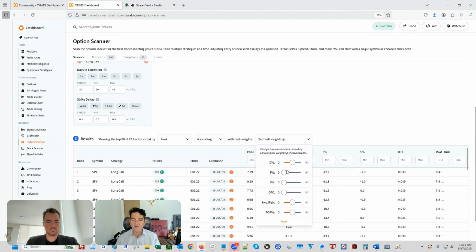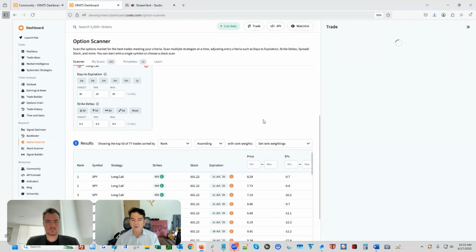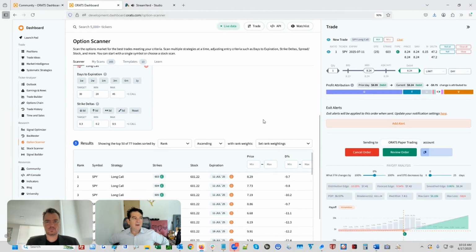We rank these based on the D percentage. So what's the highest D percentage here? Still negative. So I'll show you what that means. A D percentage is an expected value based on the distribution. A distribution is what we create by looking at past moves in the stock and putting those in buckets.